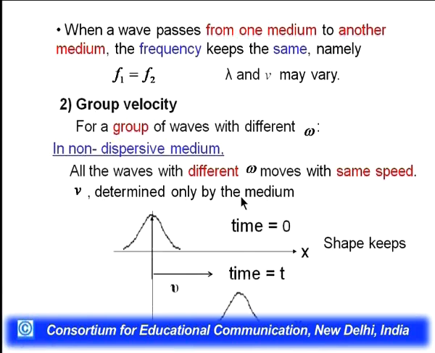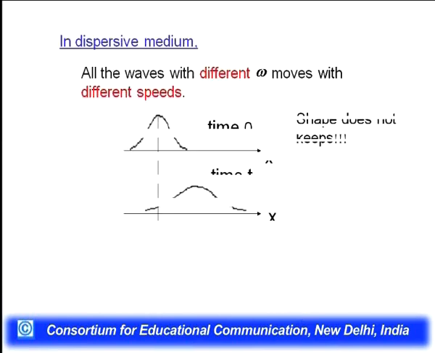If we talk about the non-dispersive medium, here we define this as the x-axis, and this is time t equal to 0. We see here at time t, when it is moving with the velocity v, the wave will be the same, the shape will be the same. It means it is moving with the same speed v, and this is the wave in the non-dispersive medium.